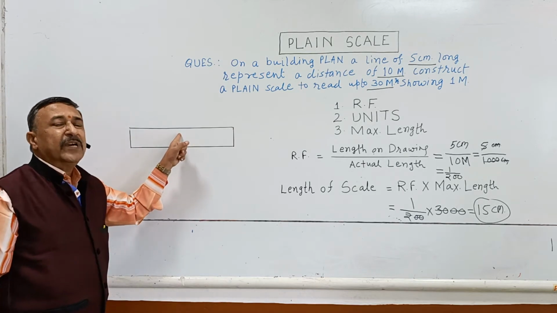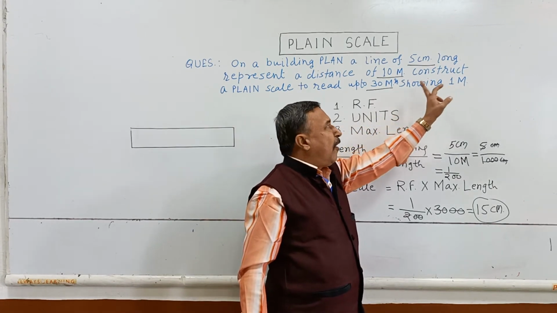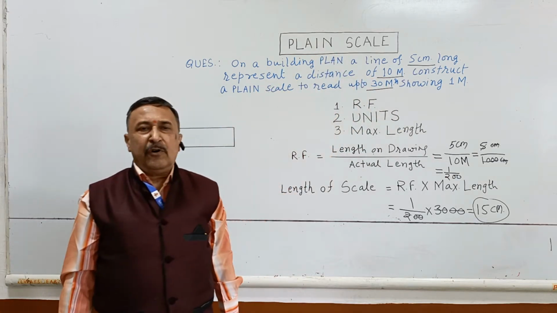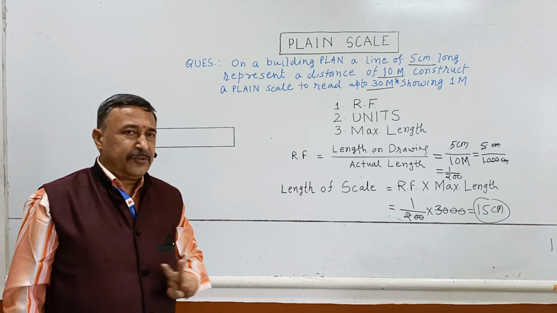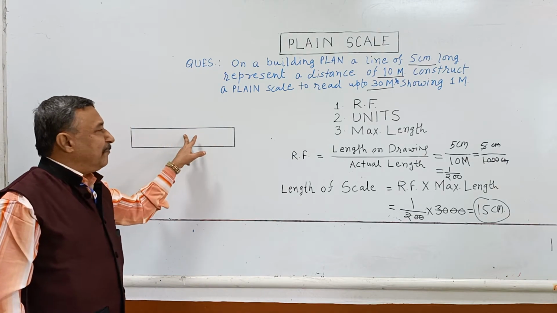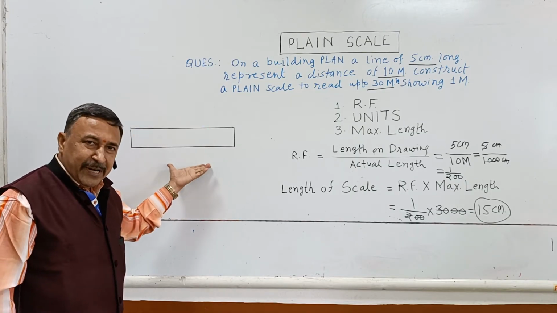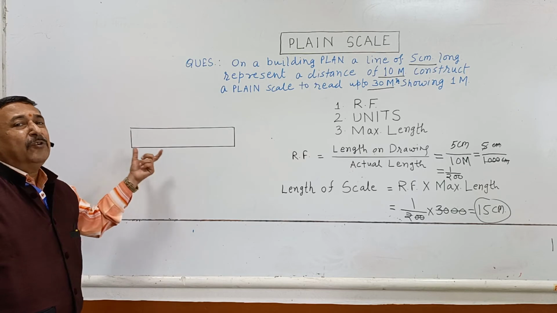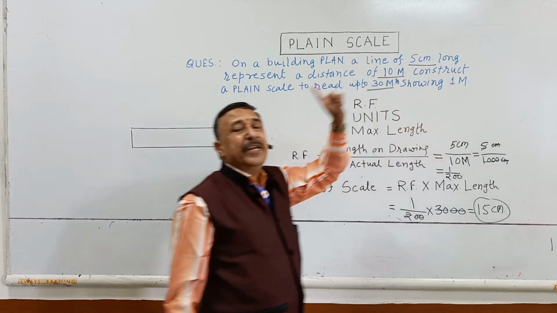Now we start to construct the scale. We have to show 1 meter. So how do we find 1 meter from 30 meter in a plane scale? As you know, a plane scale has 2 units. What is the meaning of 2 units? The scale is divided twice. First it is divided into some equal number of parts, then the first part is again subdivided into some equal number of parts, so that we can show 1 meter, the minimum distance.